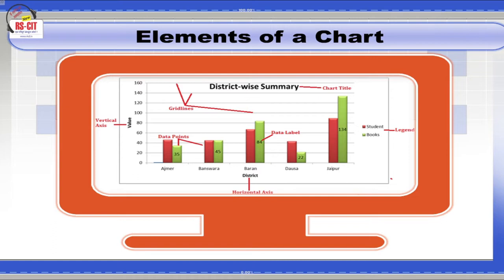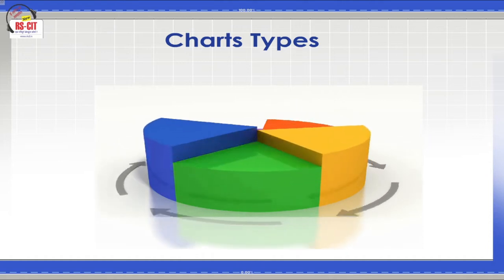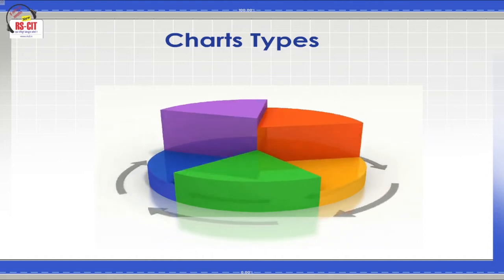Data labels. The actual value of the data point is called a data label. Grid lines. Horizontal lines displayed in the plot area are called grid lines. Chart types. Now let's see what are the different chart types available in Excel 2010.